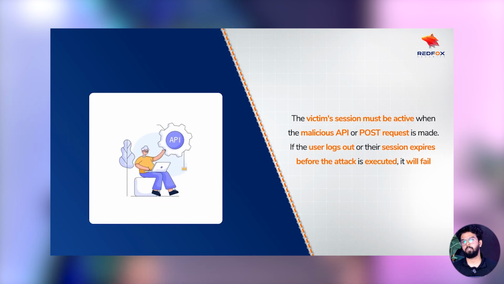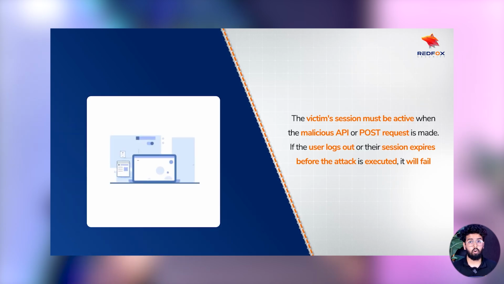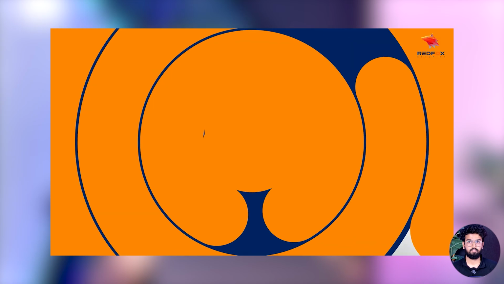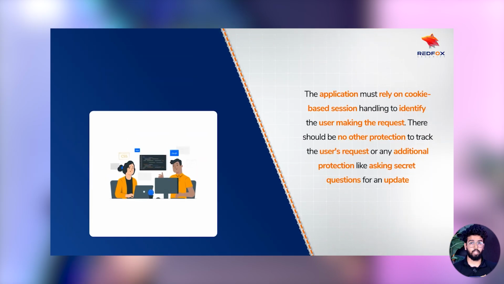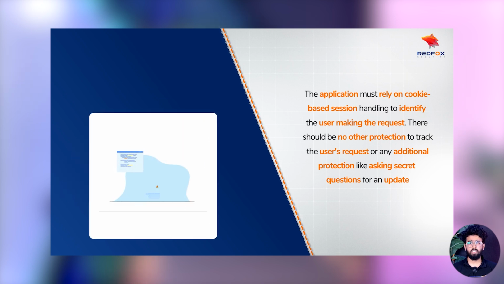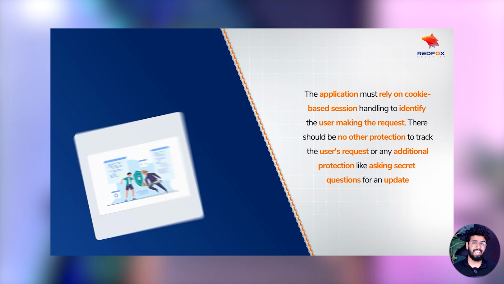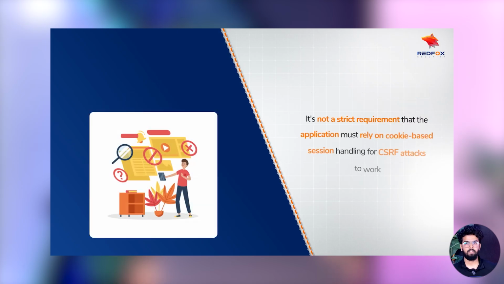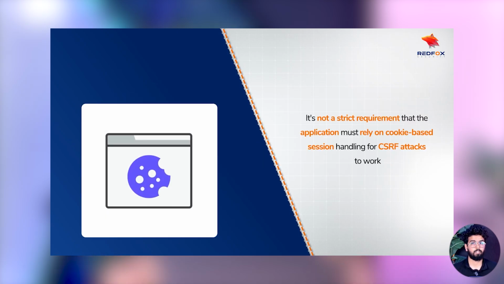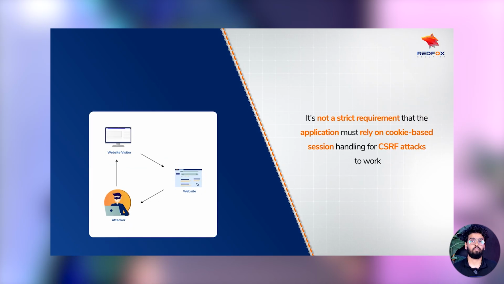The victim session must be active when the malicious API or post request is made. If the user logs out or their session expires before the attack is executed, it will fail. The application must rely on cookie-based session handling to identify the user making the request. There should be no other protection to track the user's request or any additional protection like asking secret questions for an update.